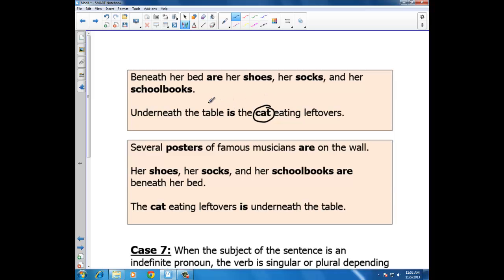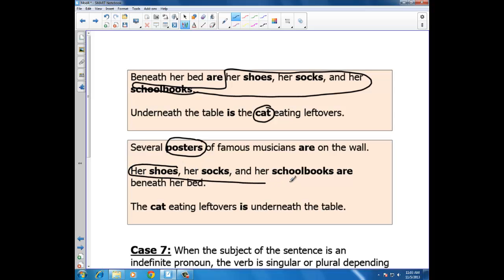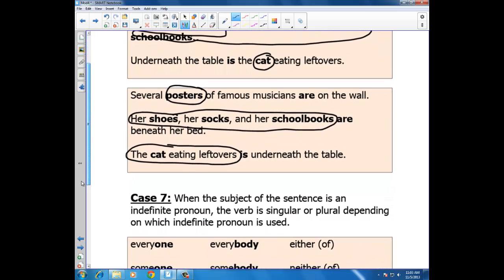These sentences are said to be inverted because the subject follows the verb. As in case 5, the easiest way to get to the correct verb is to turn the sentence around so the subject comes before the verb. For example, several posters of famous musicians are on the wall. Her shoes, her socks, and her school books are beneath her bed. The cat eating leftovers is underneath the table. Note that the subject comes first, which makes the verb easier to identify.